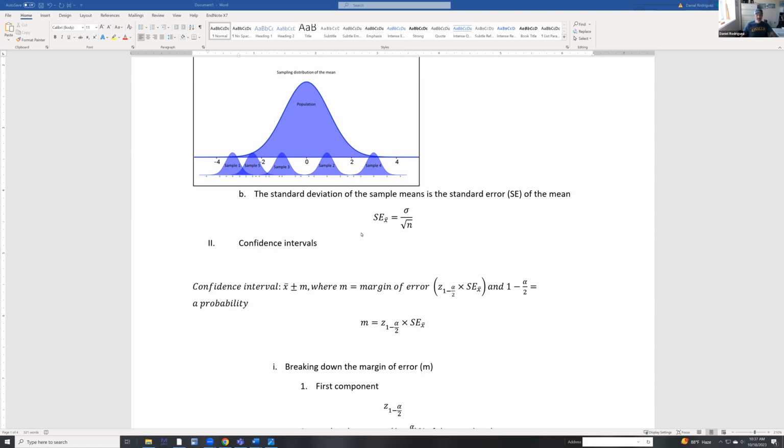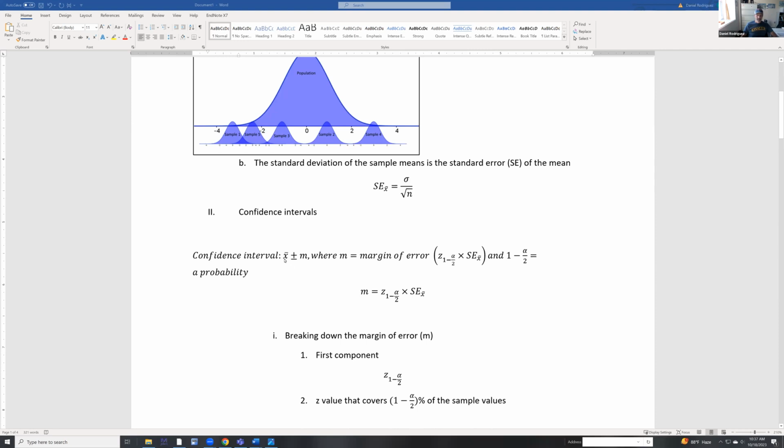So the confidence interval is the sample mean. If you're not familiar with this, I keep adding things here because I want to make sure you understand: we use Latin letters like X to represent sample values, and Greek letters like sigma to represent population parameters. So this is a sample statistic. It's the sample mean plus or minus m, where m stands for the margin of error. And we calculate the margin of error.